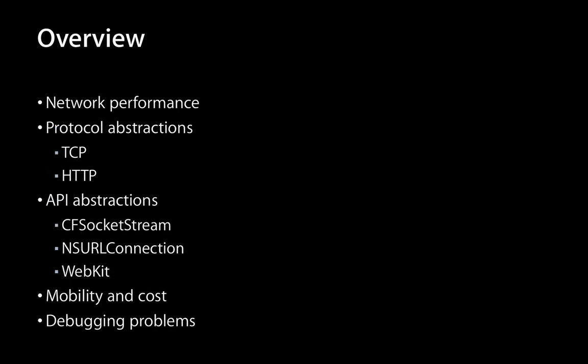First, we're going to cover network performance. Network performance is something that people usually run into trouble with. We're going to go into details about how TCP works, and we'll also cover HTTP. And we'll cover a lot of the APIs that are available on the system to take advantage of these protocols. We're going to finish off with some mobility and cost issues, and also cover some debugging tips and tricks.